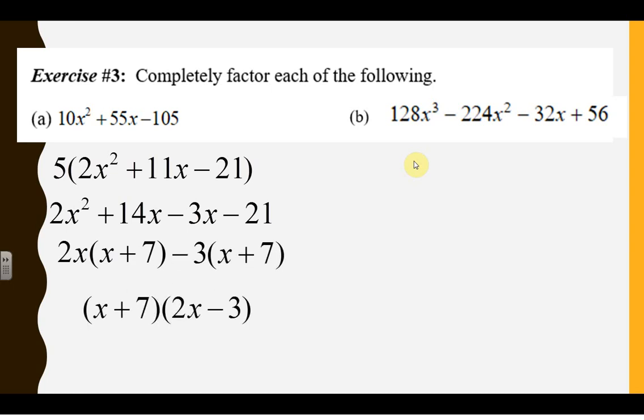Now, please do not forget this. We took out a 5. It can't just disappear. He's still there. Bring it down. Ooh, 4 terms.